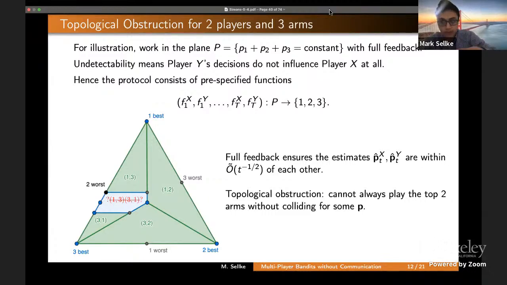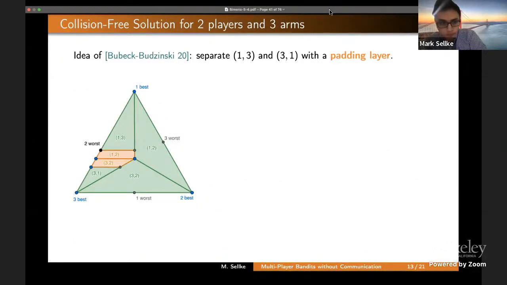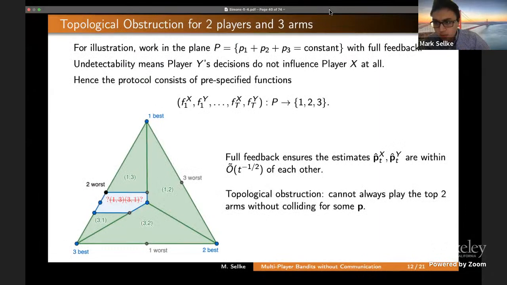Because if you just have a line separating 1, 3 and 3, 1, that's saying that if my estimate is in the 1, 3 region and your estimate is in the 3, 1 region, then we're going to play the same action. We're going to collide. Here these pairs are like my action, your action. So if I'm in 1, 3 and you're in 1, 2, then that's fine. There's no collision. But if I'm in 1, 3 and you're in 3, 1, then maybe we both play action 1. Does the picture make sense, or should I say more about what this means?